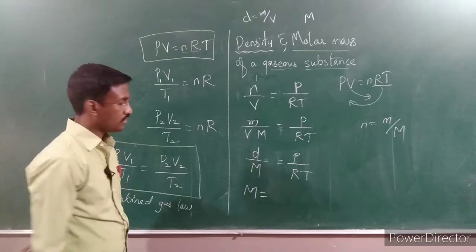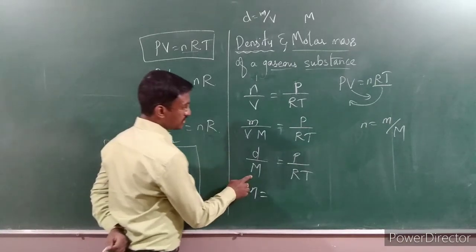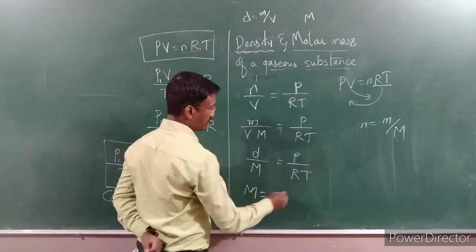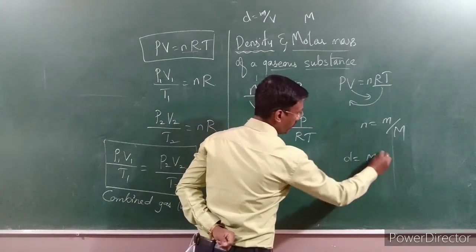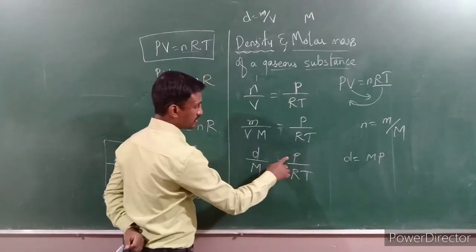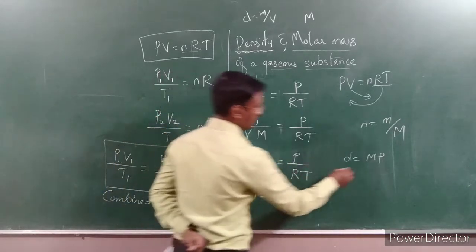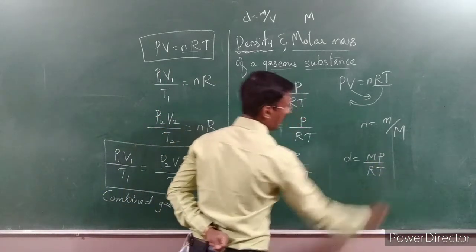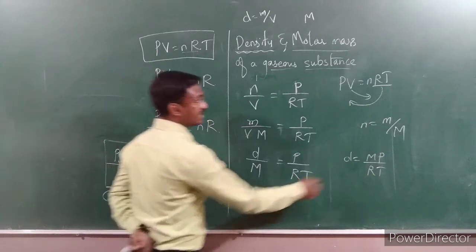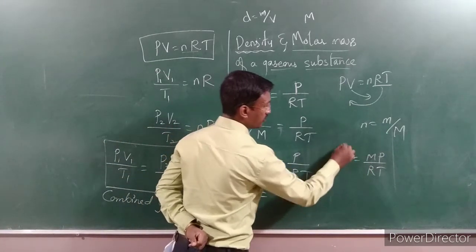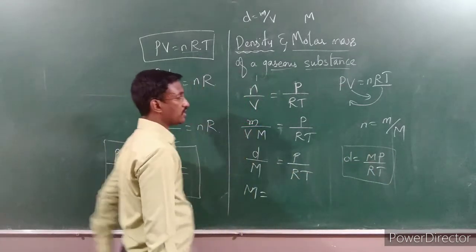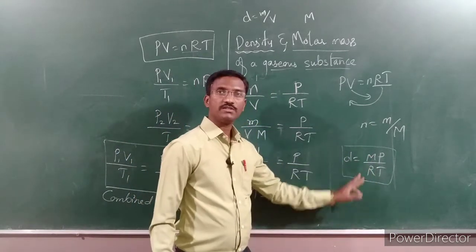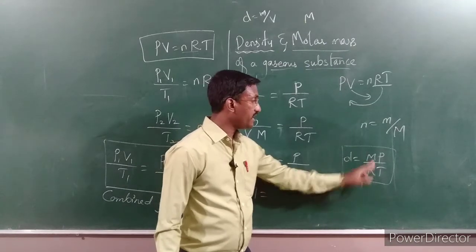So let's create the formula. M is nothing but molar mass. You just send this M to this side. What happens? D is equal to M into P divided by RT. You see here M has come to this side, so it becomes multiplied, and RT remains as it is. This is the density formula. If we want density with respect to the pressure, temperature, gas constant and molar mass, this is the formula. Same thing, but we need the M value.